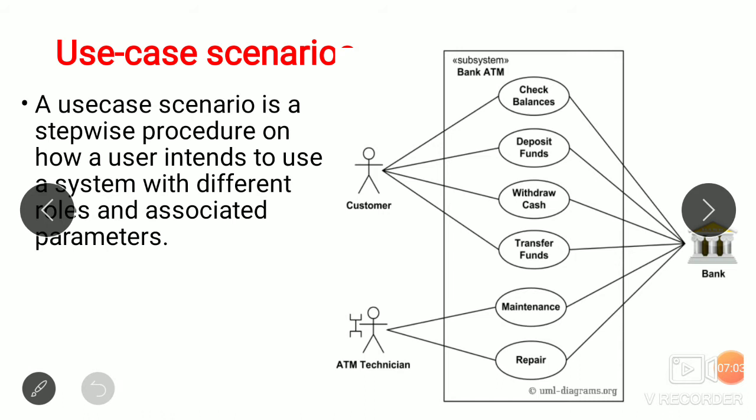A use case scenario is a step-by-step procedure. Here, how the user is going to use a system. Here, user means customer or actor. How the user is using the system with different user roles. Here, different roles means sometimes, for example, consider a user in a bank. He may be a customer, he may be a manager, or he may be a technician. Like this, a user may act in different roles.